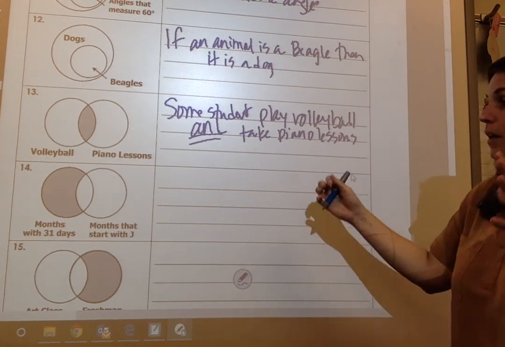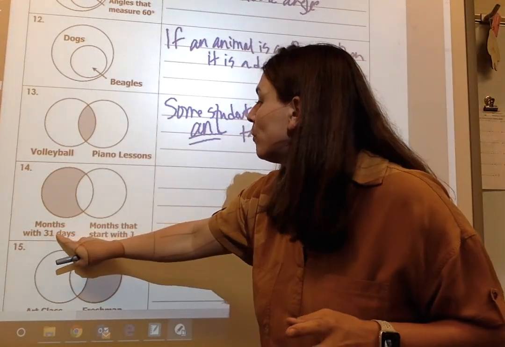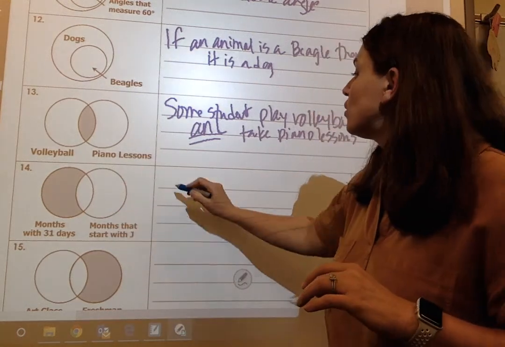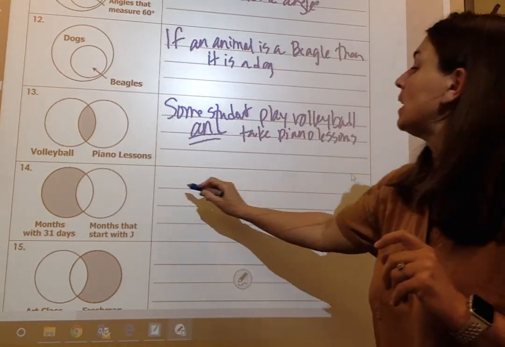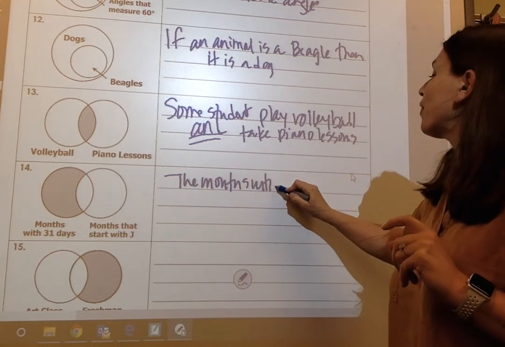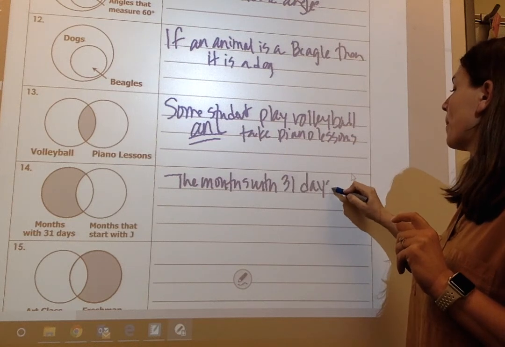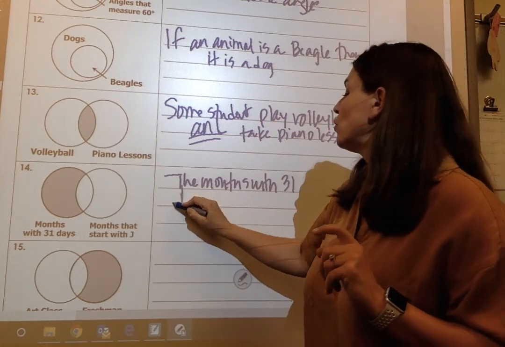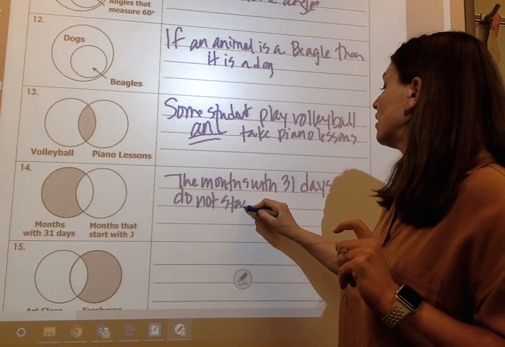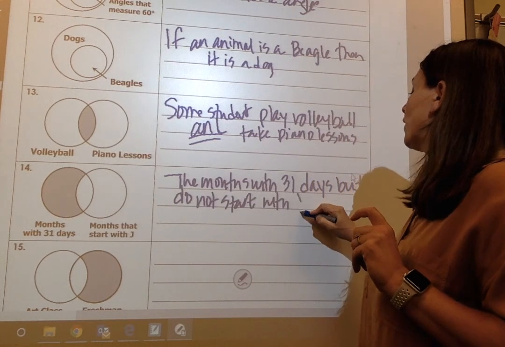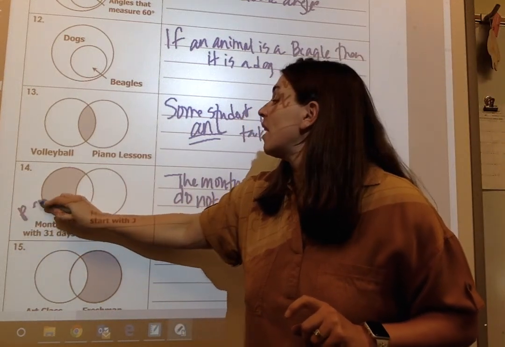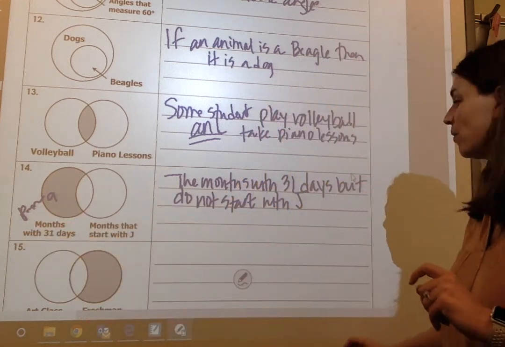Look at number 14. Months with 31 days, but are not months that start with J. So 14 would say the months with 31 days, but do not start with J, because this is P, not Q.